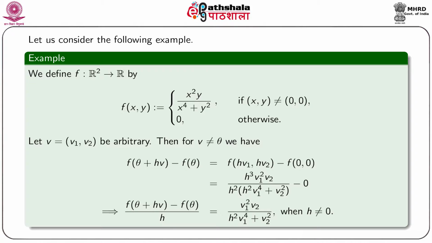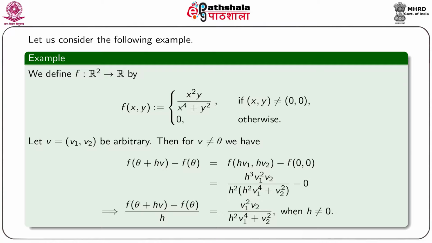Let us consider the following example. We define a scalar field f on R² by the following: f(x, y) equals x²y divided by x⁴ + y² if (x, y) is different from (0, 0), and at the origin the value of f is 0. We select any vector v in R² arbitrarily. Let the components of v be v1 and v2.